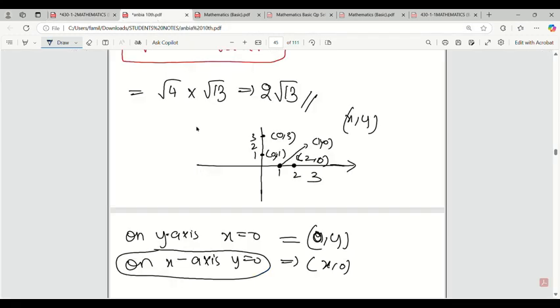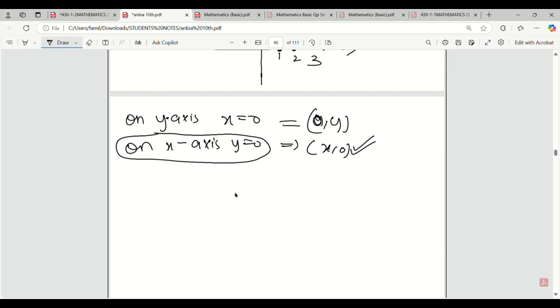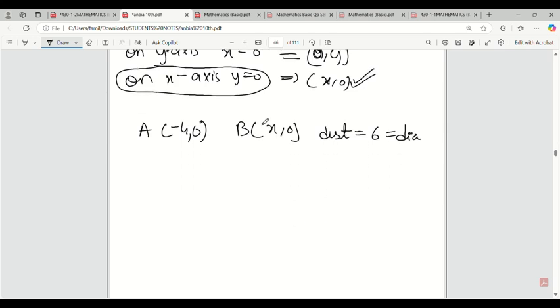Now the question tells us that the other end is on the x-axis. On the x-axis means this will be the correct form. One end is given, minus 4 comma 0. So let A be the point minus 4 comma 0. Let B be the point x comma 0, and the distance, or the diameter, whatever we call it, is 6.